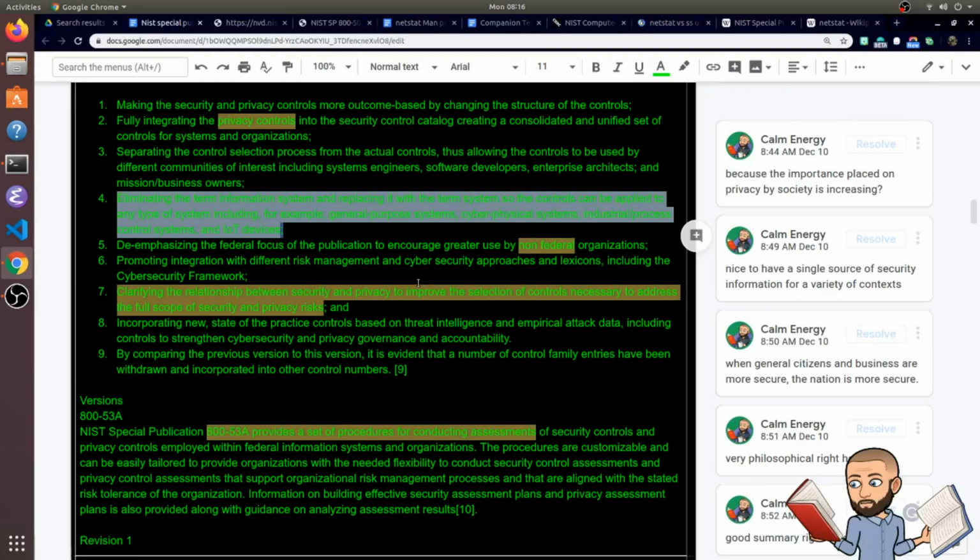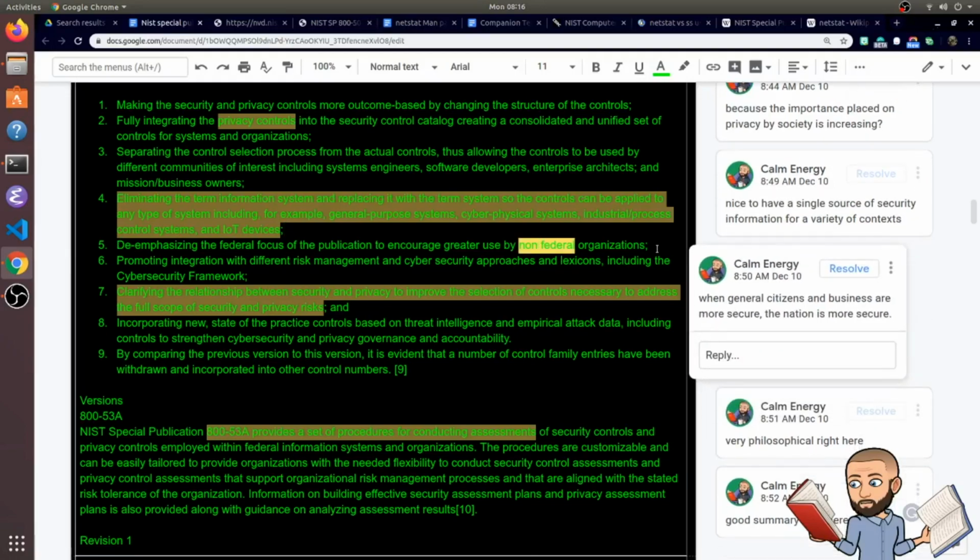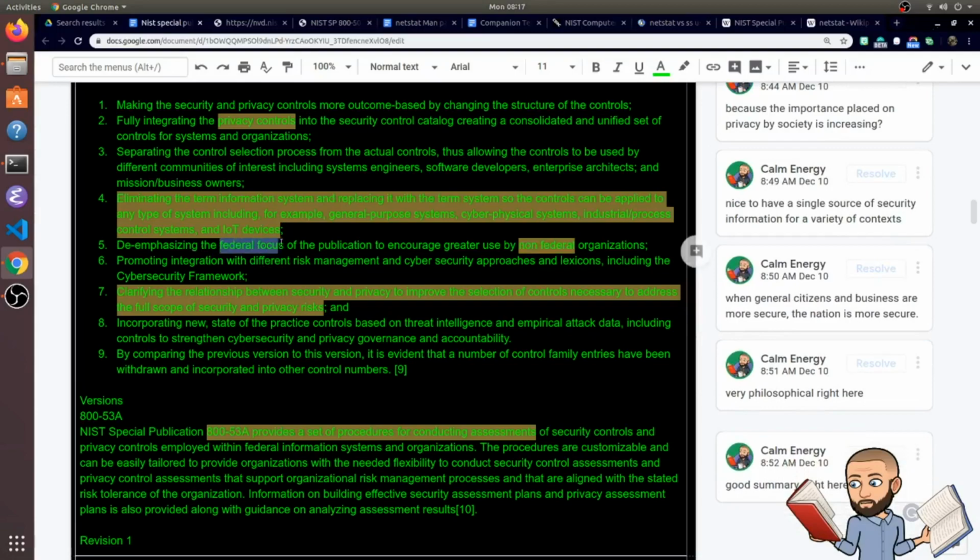And here are the other examples of systems out there. Something called general purpose systems, but the cyber physical system is an interesting system to think about, to guard against. There's an industrial process control system, very important, like national security important at times. And then these IoT devices have a system that we can focus on. We mentioned number 5 before. Unlike number 4, they're not giving us examples of non-federal organizations, but yeah, they're de-emphasizing the federal focus.